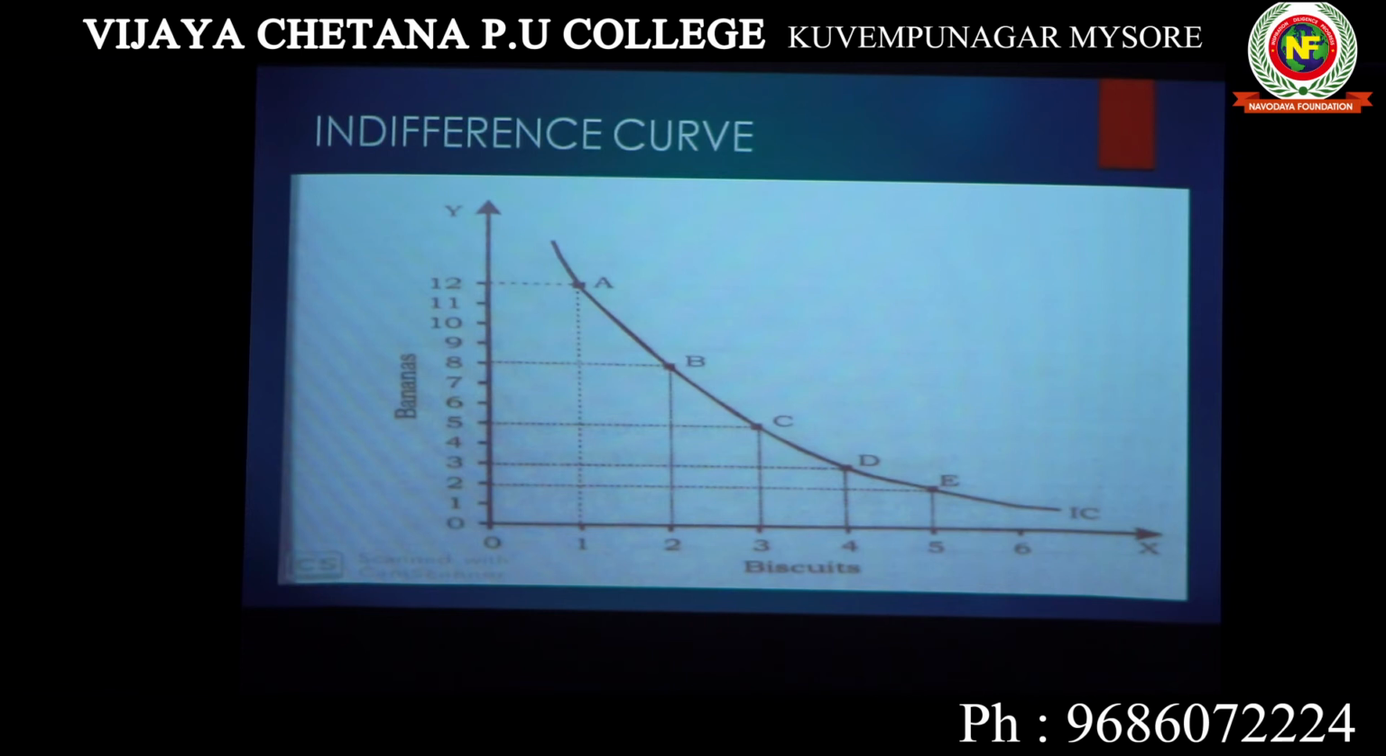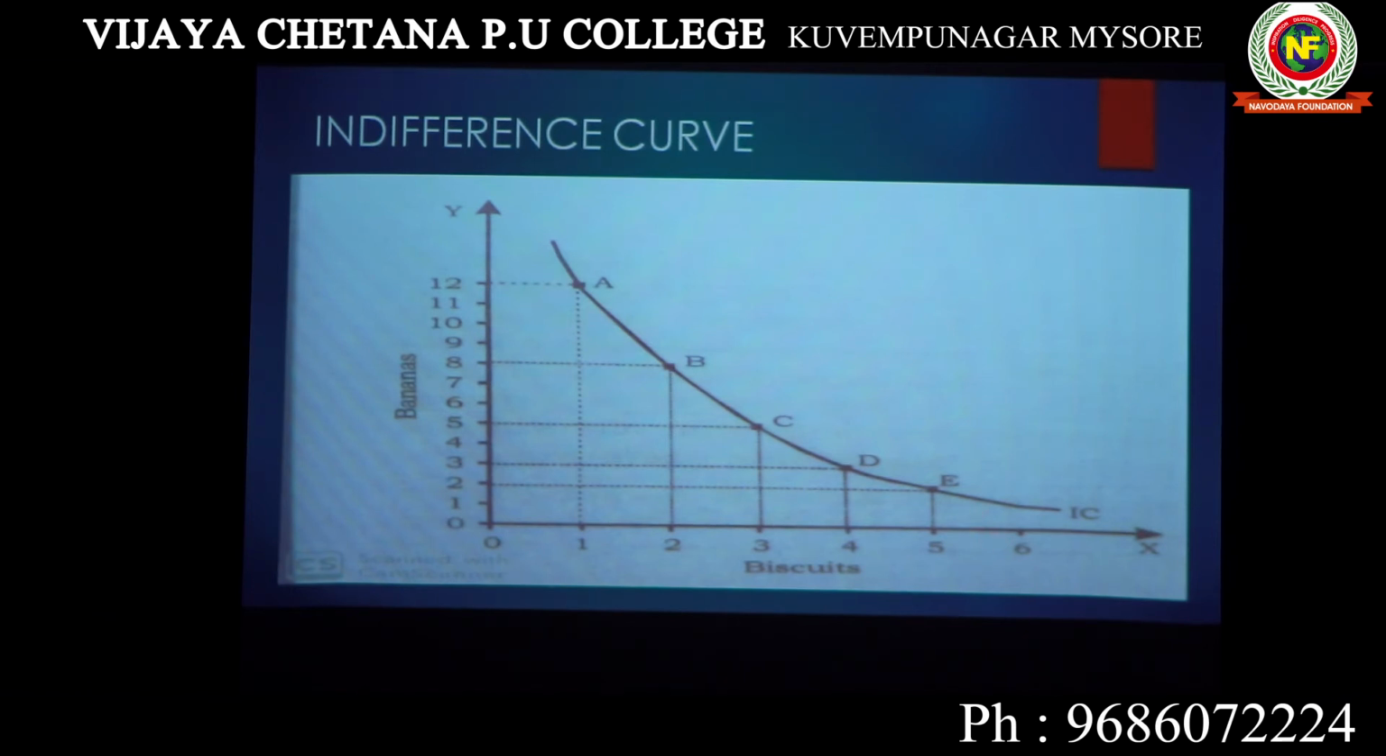That's what we call the marginal rate of substitution. It is called MRS, marginal rate of substitution. What is the marginal rate of substitution? Marginal rate of substitution means, to get one more biscuit, he has to sacrifice some bananas. To get one biscuit, he has to sacrifice 4 bananas. Then to increase one more biscuit, he has to sacrifice how much? 2 bananas. In order to increase one more biscuit, he has to sacrifice only one banana. So the sacrificing rate is coming down. Initially 4, then 3, then 2, then 1. This is what you call MRS, marginal rate of substitution. Marginal rate of substitution is decreasing here.